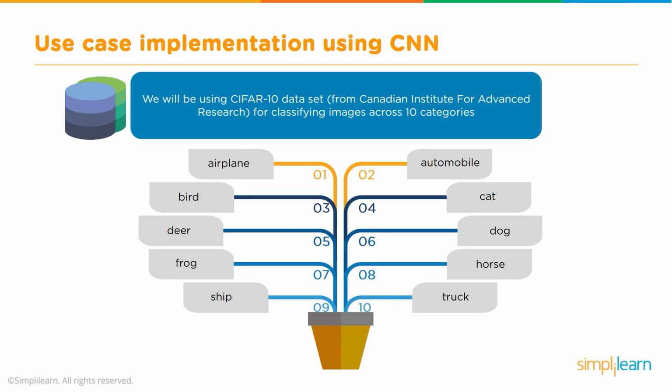So in our use case implementation using the CNN, we'll be using the CIFAR-10 dataset from the Canadian Institute for Advanced Research for classifying images across 10 categories. Unfortunately, they don't let me know whether it's going to be a toucan or some other kind of bird, but we do get to find out whether it can categorize between a ship, a frog, deer, bird, airplane, automobile, cat, dog, horse, truck. So that's a lot of fun.